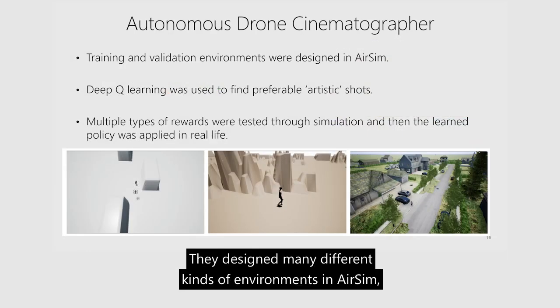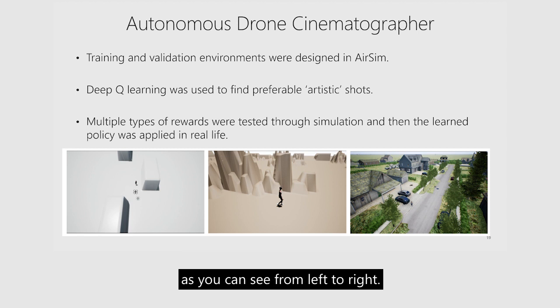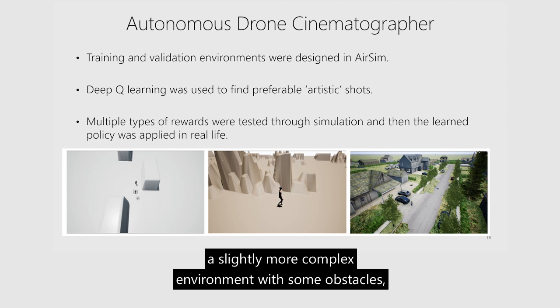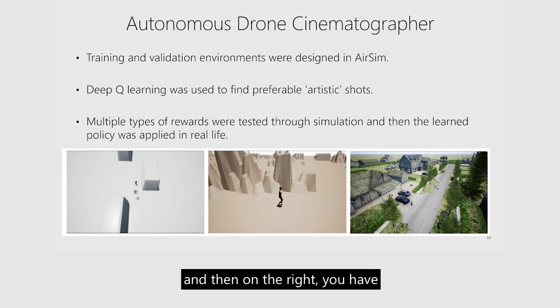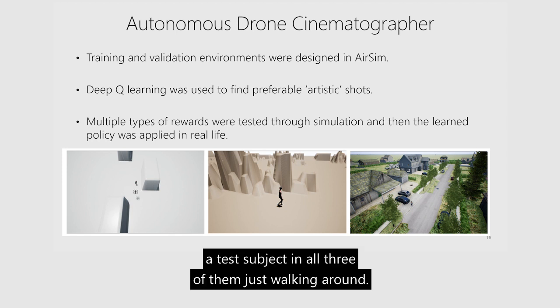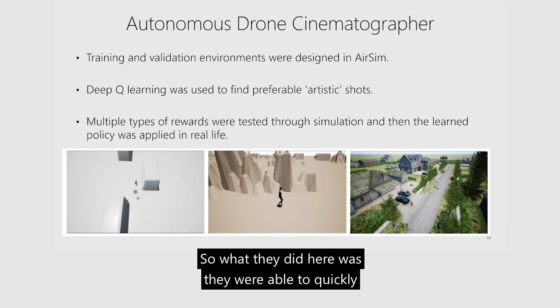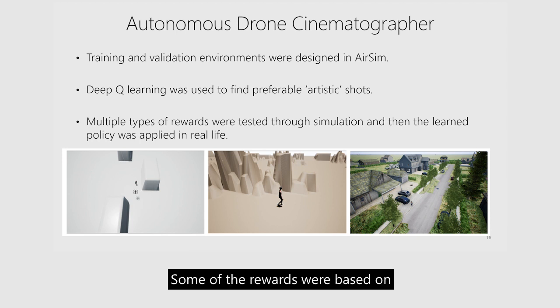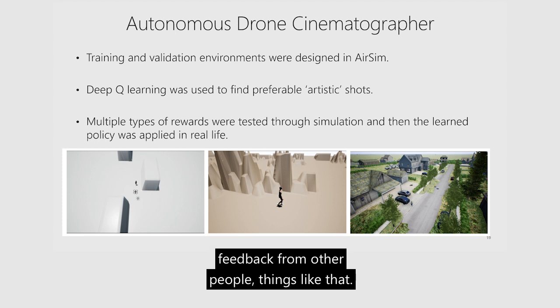So they designed many different kinds of environments in AirSim, as you can see from left to right. It starts with a very simple environment with just a few blocks, a slightly more complex environment with some obstacles, and then on the right you have a realistic looking scene with a test subject and all 3 of them just walking around. So what they did here was they were able to quickly prototype many kinds of rewards for reinforcement learning. Some of these were human handcrafted rewards. Some of these rewards were based on just exploration. Some of these rewards were based on feedback from other people, things like that.